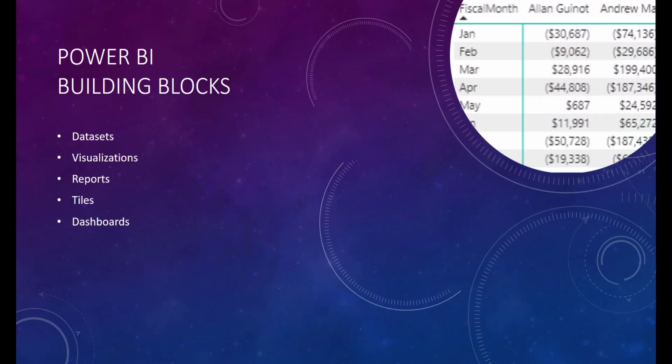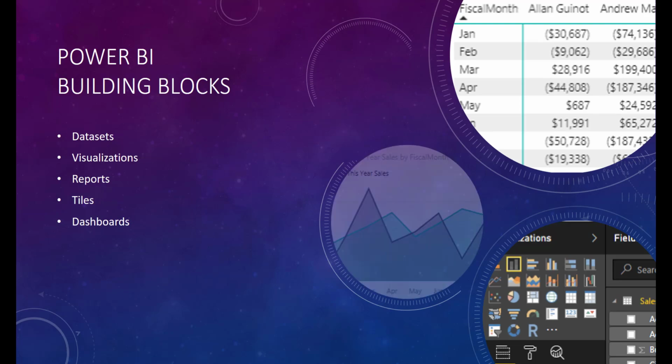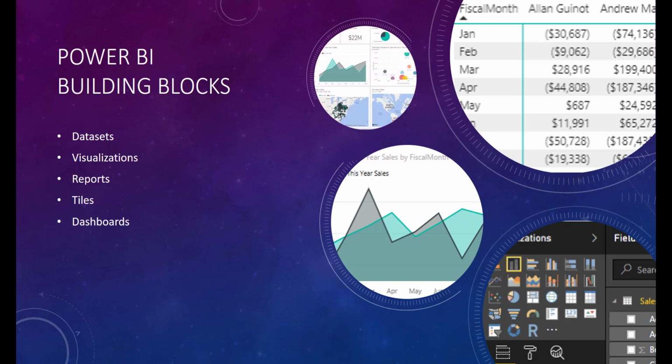Now there are different components that make up Power BI. First you have datasets, which are connected or imported data that you'll be using within Power BI. Then you have visualizations, which are a graph or a chart that will display different insights on the data. You have reports, which are one or more visualizations, and this can span more than one page. Then you have tiles, which are a snapshot of the data that's pinned to a dashboard. Then you have dashboards, which are one or more tiles that can be shared. And a report is from a single dataset, whereas a dashboard can consist of tiles from different datasets.